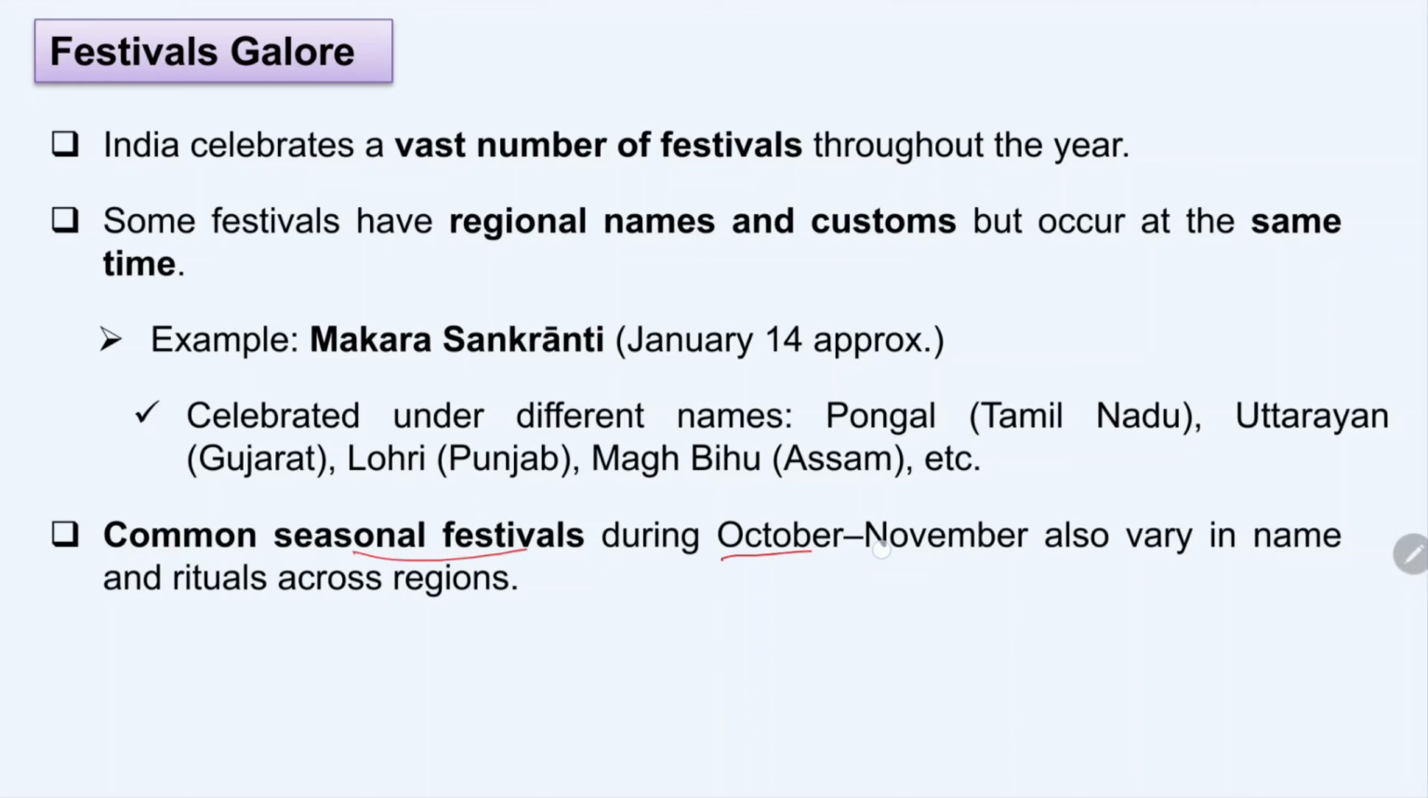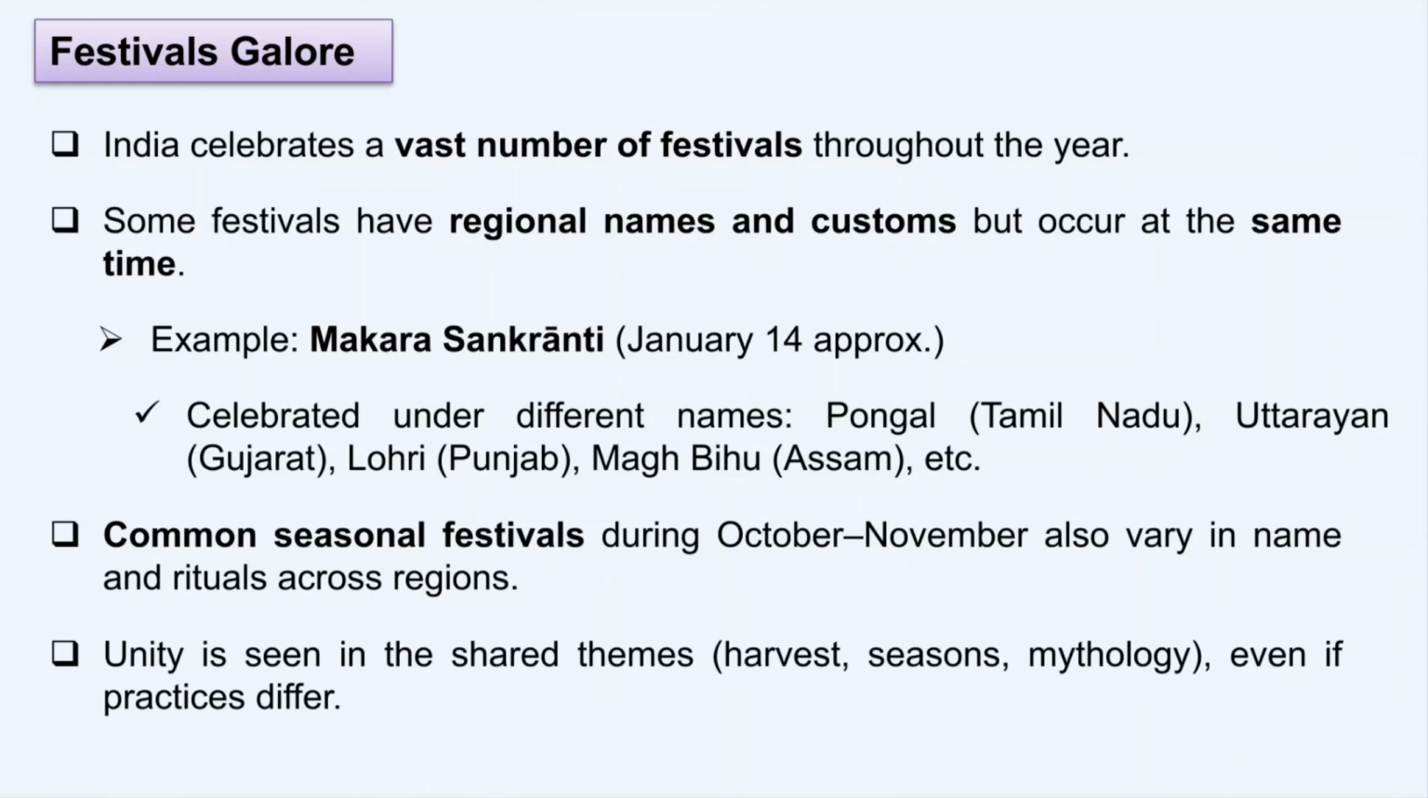Common seasonal festivals during October and November also vary in name and rituals across regions. Apart from this, we have other festivals which are very common, especially during October and November. For example, Durga Puja and Diwali. When we celebrate Diwali, we have different rituals. We have different types of sweets prepared according to the region, but we are celebrating the same festival, the return of Ram to Ayodhya. This is the day when he killed the demon Ravan and returned to Ayodhya. So we celebrate it all across India, in almost all regions, but with different names. But here we have the same name, Diwali or Deepavali, though again there are different practices and different rituals.